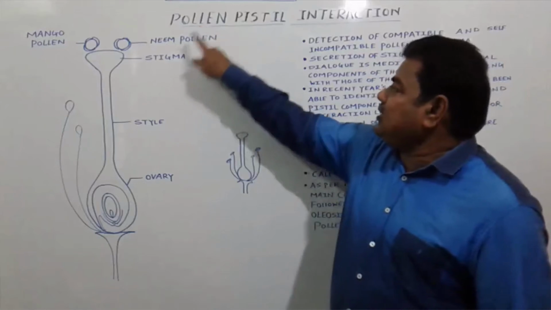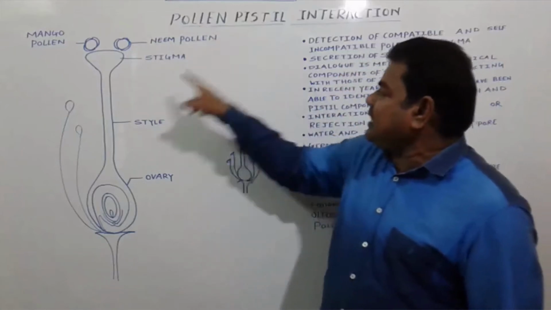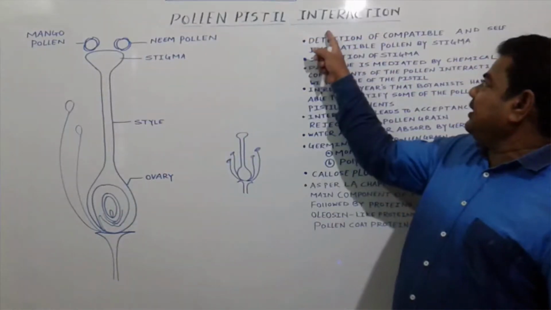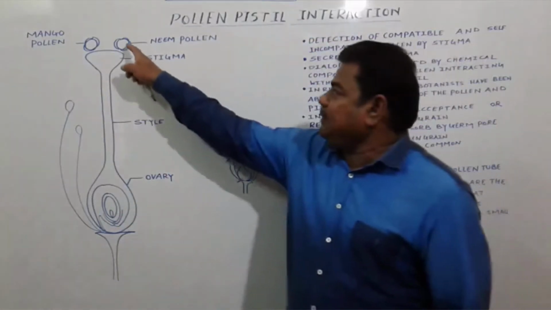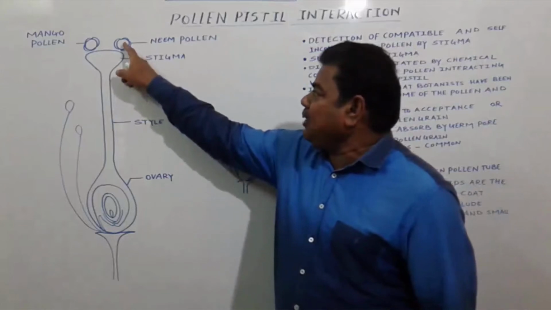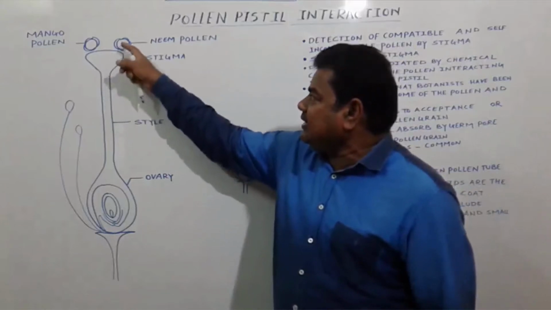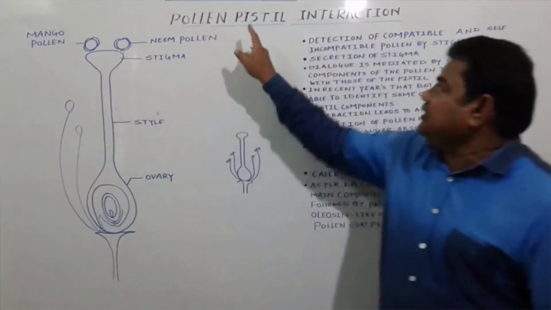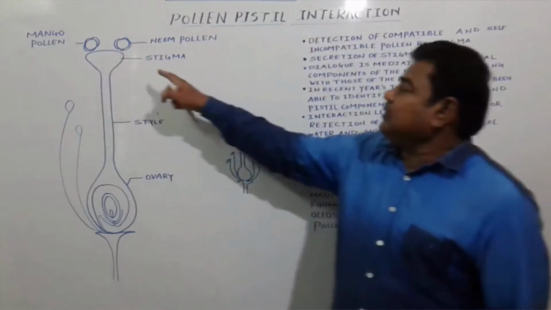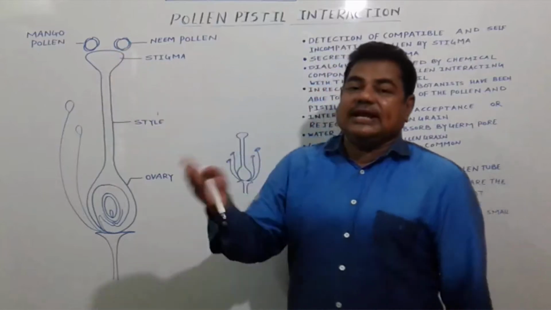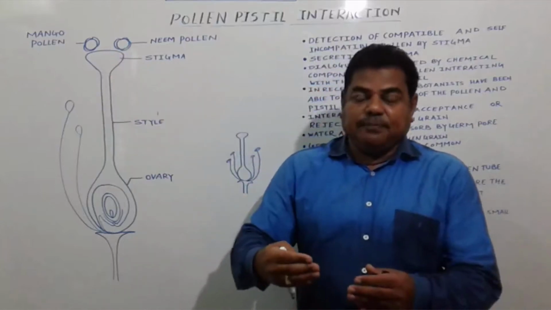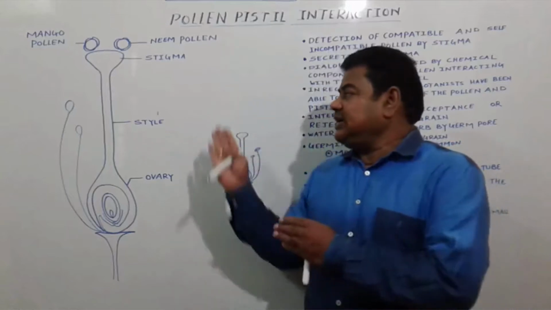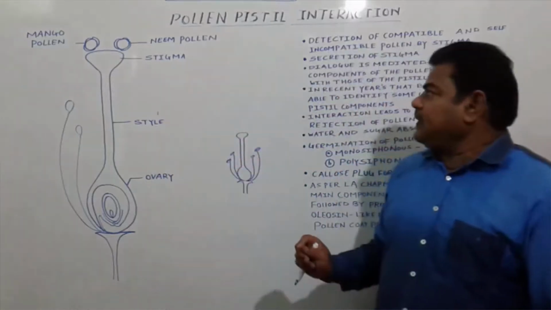The topic is pollen, this one is pollen, and pistil, this one is pistil. Interaction: inter means in between. Between the pollen grain and the pistil there is an action, an interaction. We call it pollen-pistil interaction. How it takes place and what events take place in this interaction, we will see in detail in this topic.